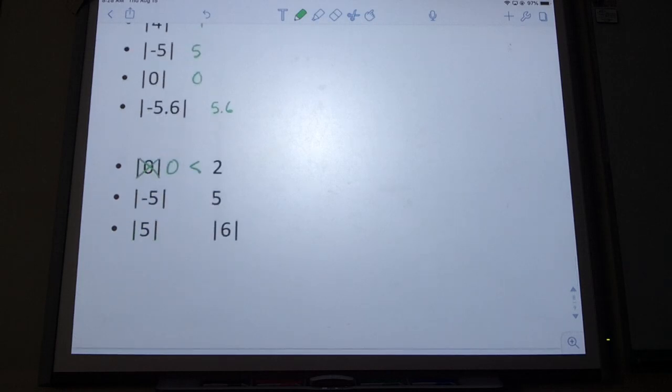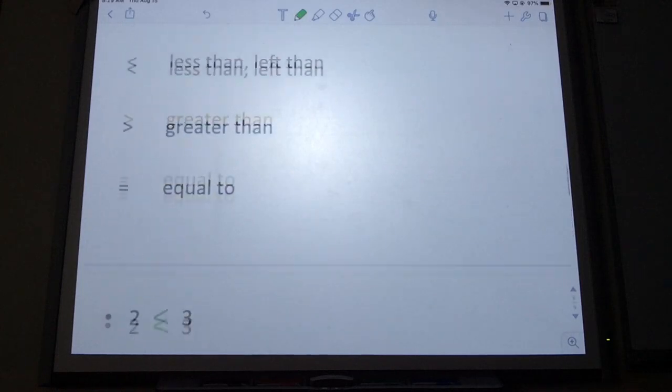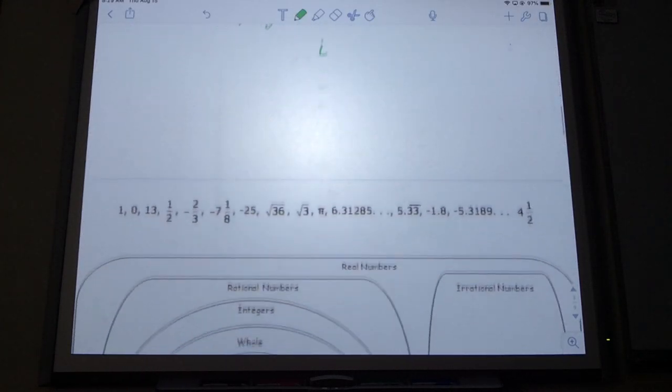Okay, what's the absolute value of negative 5? 5. And that's equals. Okay, now we have to solve both sides. 5 and 6. And greater than. Well, I'm messing it up. Y'all are right. Yes, it is less than, because you start on the left side. You read it. Okay, so very simple section. The only part that might be a little bit tougher is the meaning of these words.